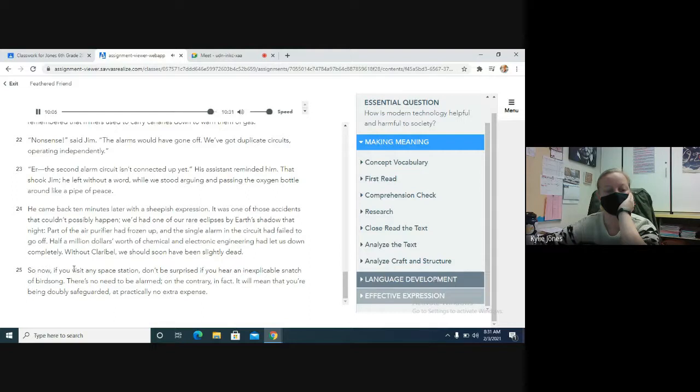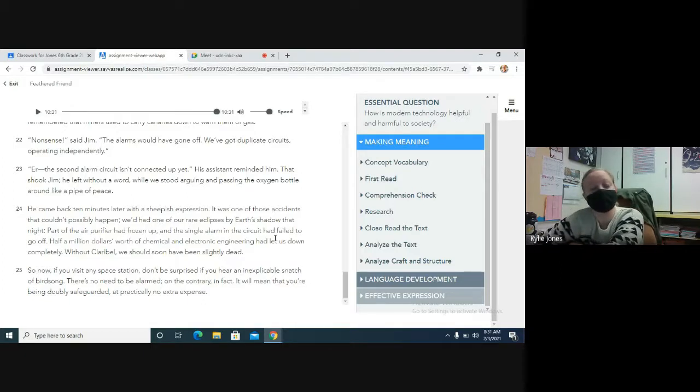So now, if you visit any space station, don't be surprised if you hear a snatch of birdsong. There's no need to be alarmed. On the contrary, in fact, it will mean that you're being doubly safeguarded at practically no extra expense." Okay. So there's a story about Clarabelle.